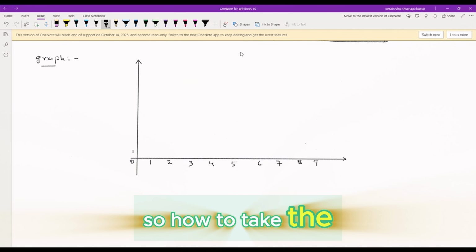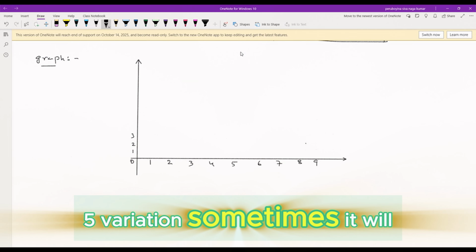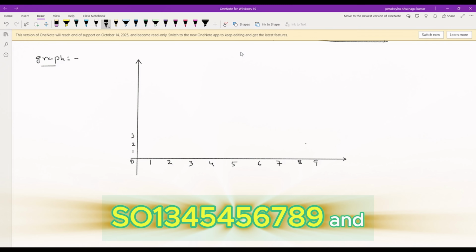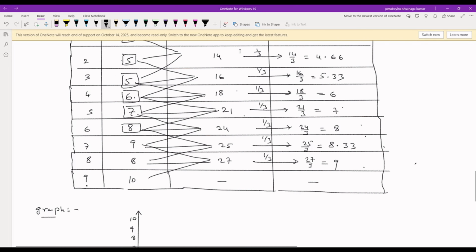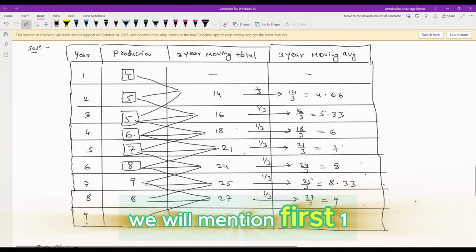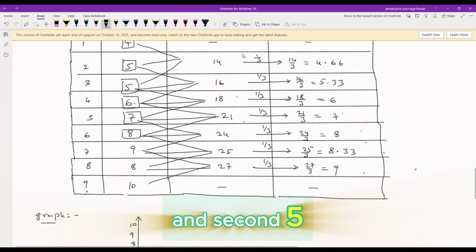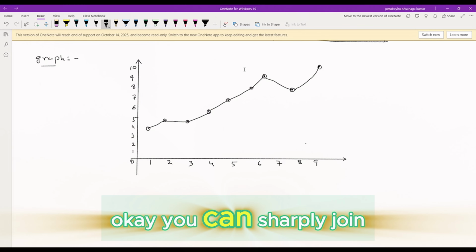How to take the range values: sometimes it will be a variation of 5, sometimes a variation of 1. You can decide. So 1, 2, 3, 4, 5, 6, 7, 8, 9, and 10. Data values we will mention: first 1 to 4 and second 5.